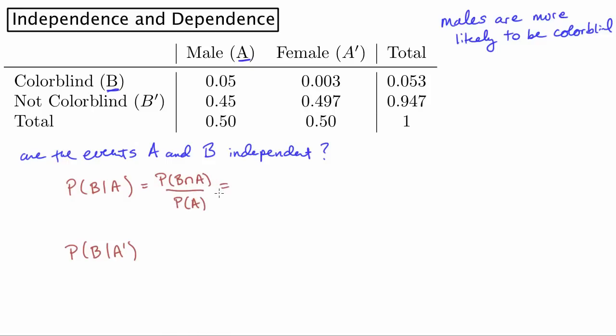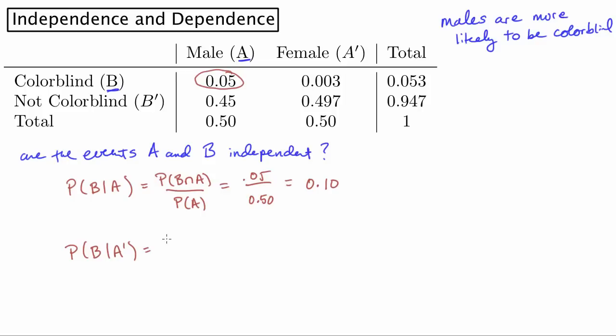So this is from the last podcast that we have. If you need to review conditional probability, feel free to go back and check that. But this is our formula for conditional probability. The probability of B and A would be the intersection of A and B here in the table, which is 0.05. And the probability of A is the total of that column, which is 0.5. If you divide the two, you'll get 0.1. So the probability of someone being colorblind, given that they're male, according to the data, is roughly 10%.